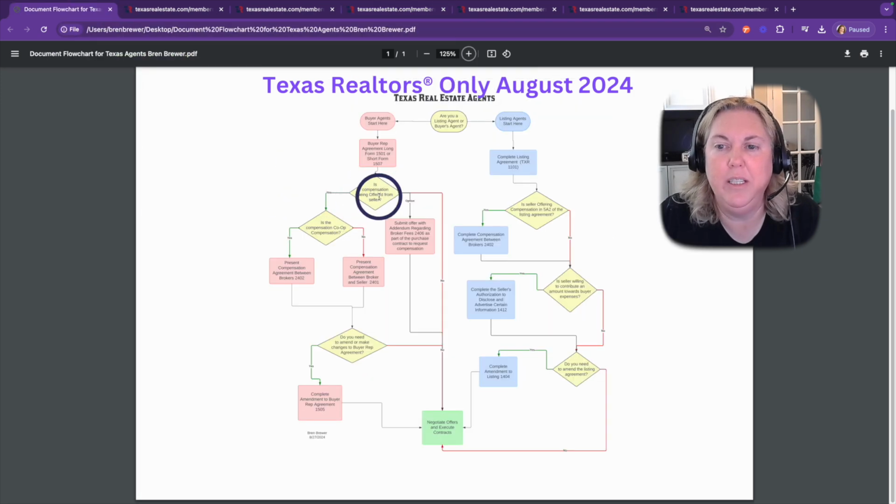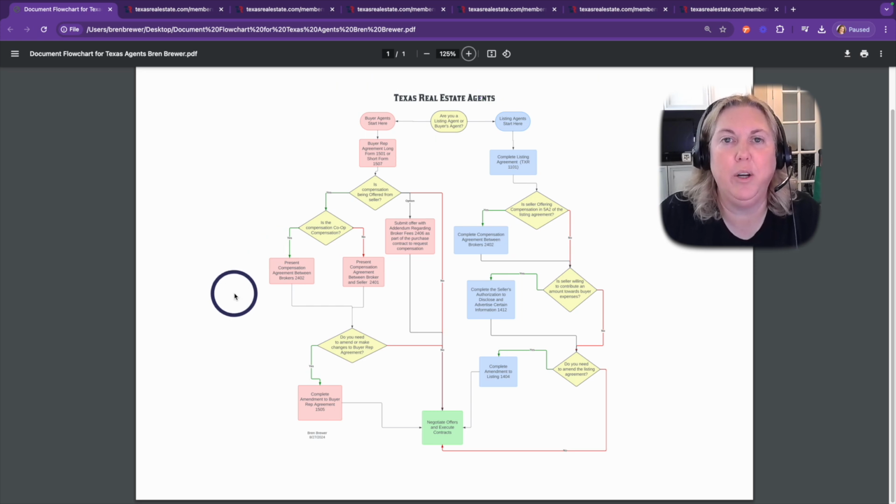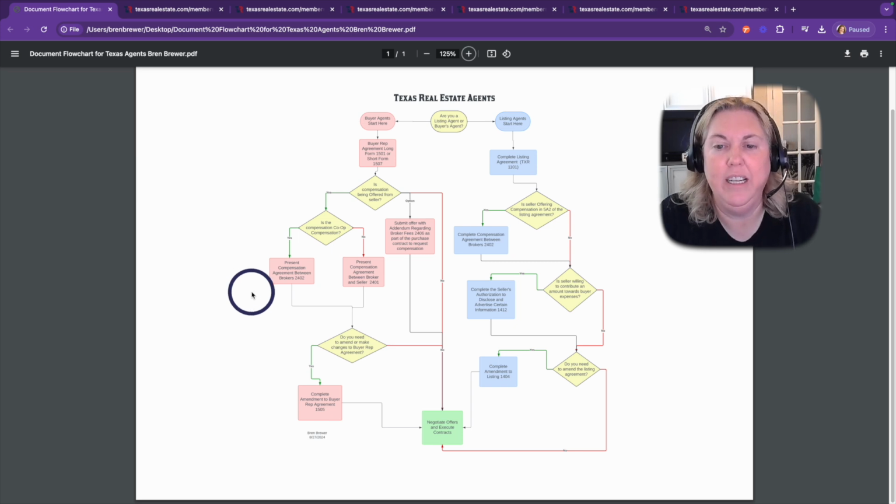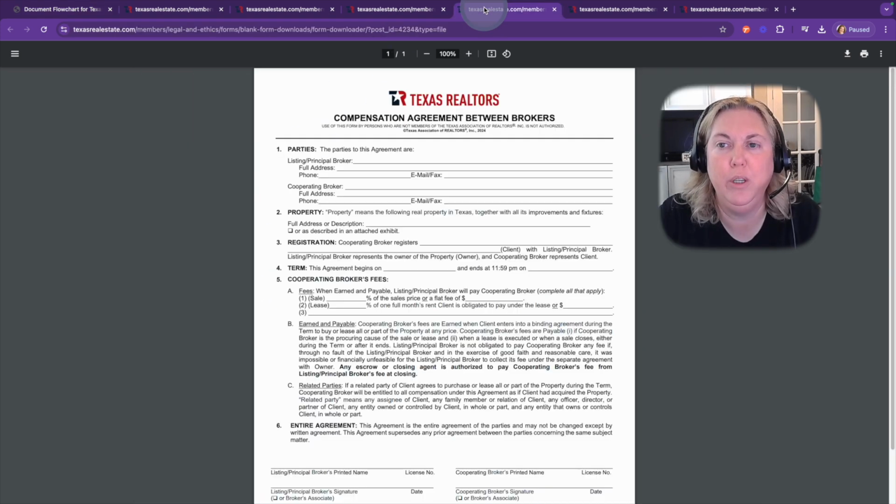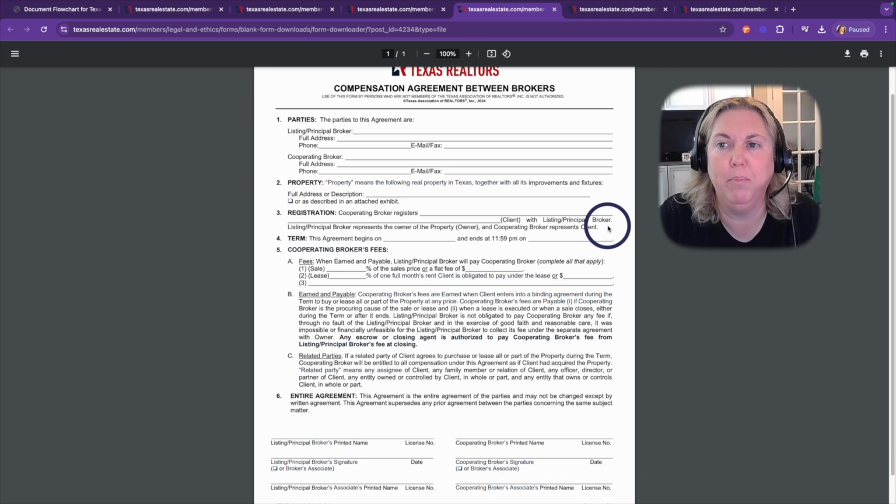If the compensation is being offered from the seller, yes. Is the compensation co-op compensation? Co-op compensation is where the seller pays the listing brokerage, who pays the buyer's brokerage that brings the buyer. So that is cooperating compensation. You're going to use Form 2402 for that, and that is the compensation agreement between brokers.